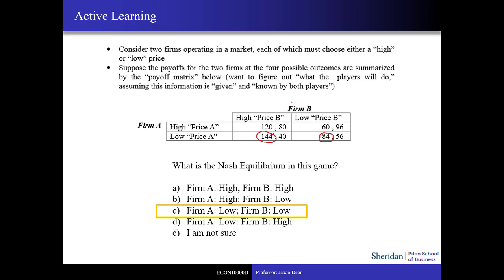Now let's do this for firm B. Firm B can either pick a high or low price. If firm A were to pick a high price, what is firm B's best option? Well, we're going to compare 80 with 96, and 96 is higher. We're going to do the same thing here. Compare 40 and 56. 56 is higher. And so the Nash equilibrium is essentially where you get two circles here. Both of them would want to choose a low price. That would be the Nash equilibrium.